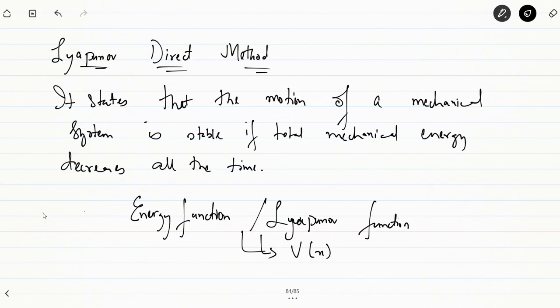So continuing with our discussion on stability. There are two methods by which we can understand stability using Lyapunov, the direct method and the indirect method. In the indirect method, we use the linearization process, find out the eigenvalues and determine whether the equilibrium point is stable or not. In the direct method, we deal with the notion of energy function.